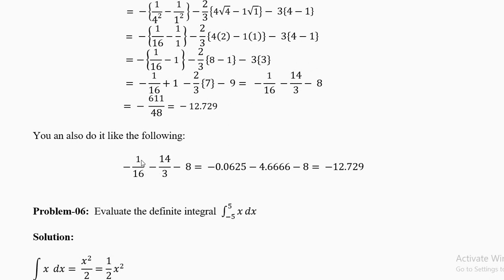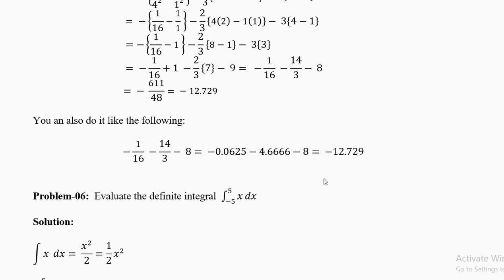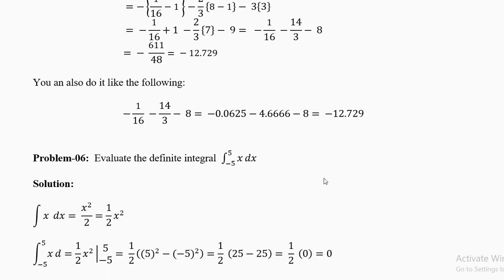Now you can do it like this: minus 1 by 16 minus 14 by 3 minus 8. You will get minus 1 by 16 is minus 0.0625, minus 14 by 3 is minus 4.666. This 6 will repeat till infinity. Take it 4 times only after the point. Then minus 8. You put all this together, you will get minus 12.729. If you have any difficulty about this calculation, please talk to me about it in the class.